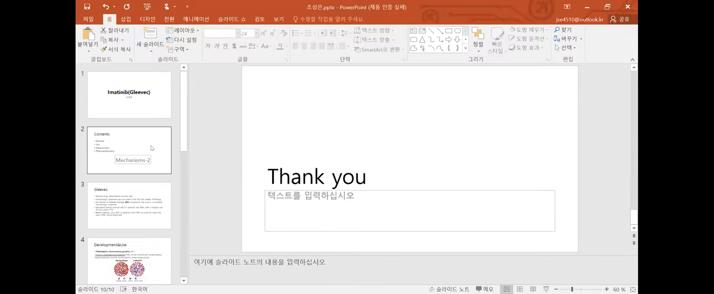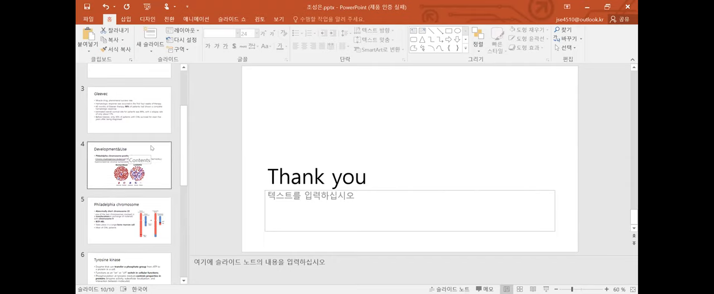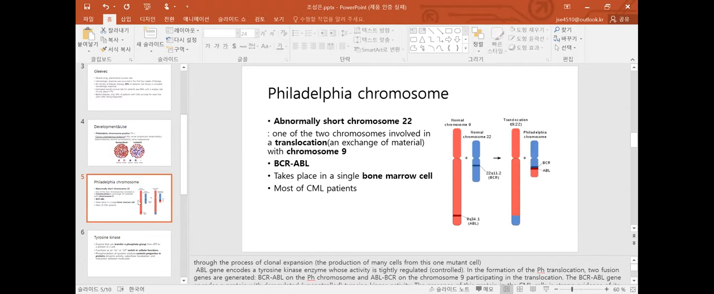I have a small question. In the Philadelphia chromosome, how can it work? I think chromosomes exist in the nucleus. Are they randomly distributed in their locations? I mean, can chromosome 9 and chromosome 22 reach each other?